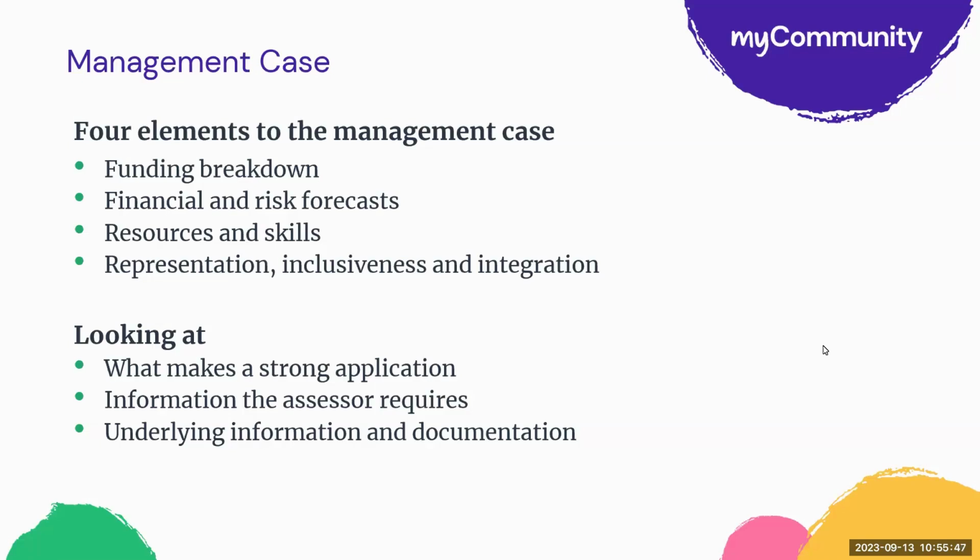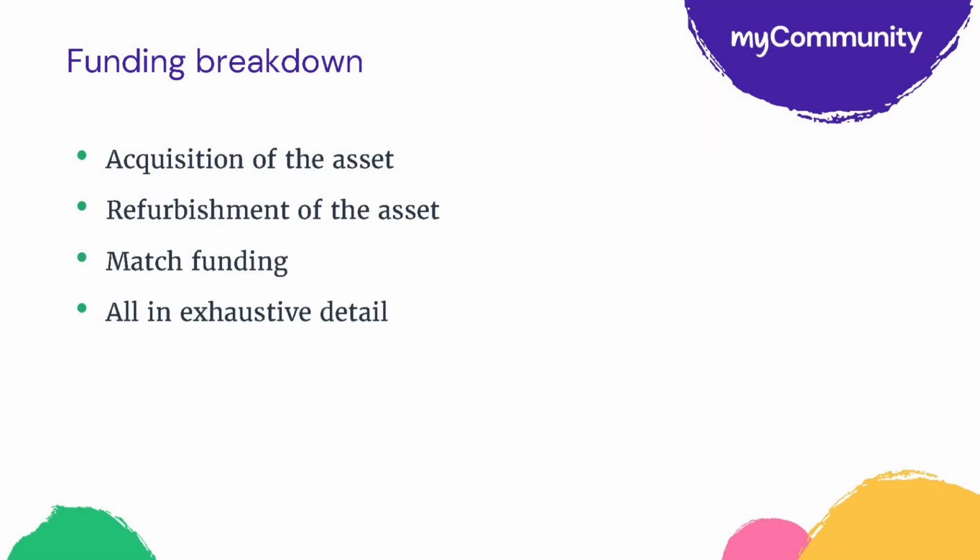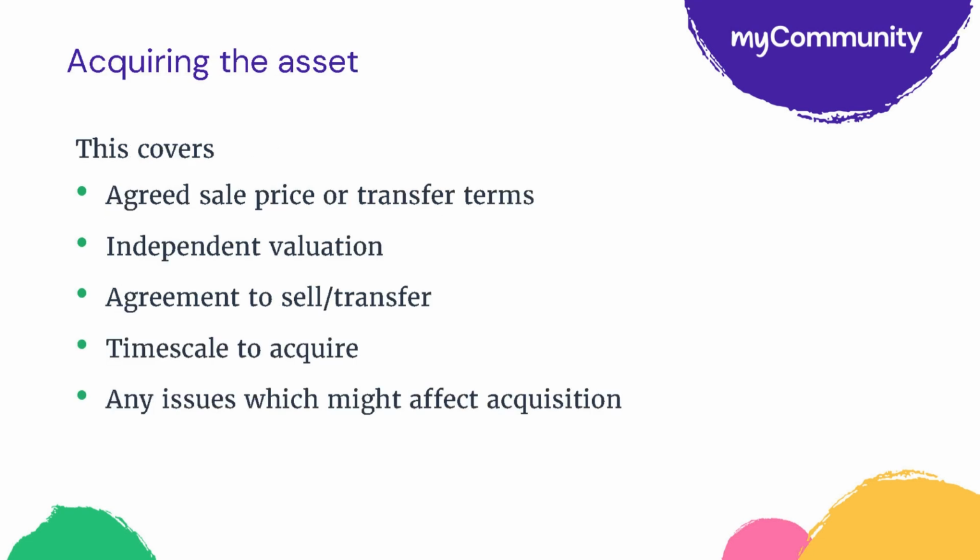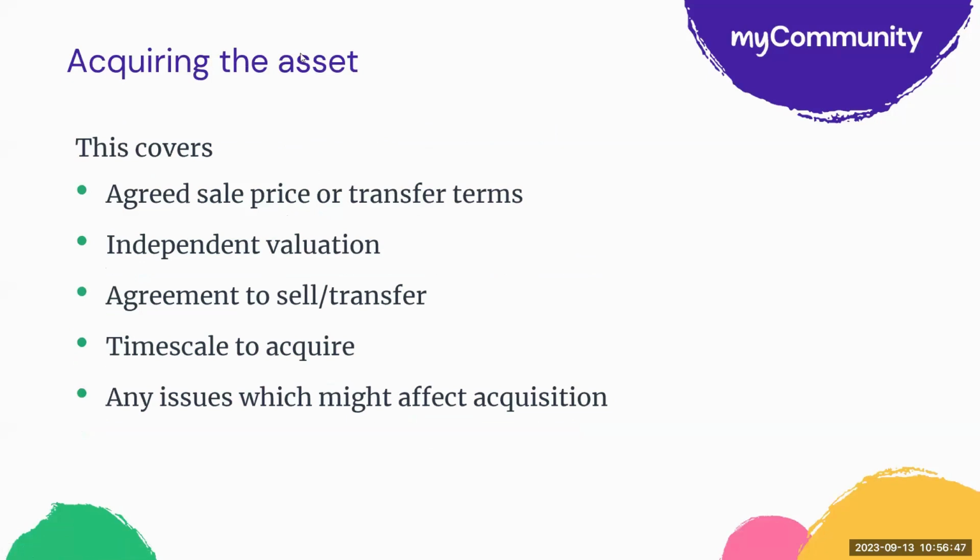Next slide, please. So on the funding breakdown, we're looking at the cost of acquiring the asset, the cost of refurbishing the asset, the match funding that you need, which needs to be capital, and all in exhaustive detail. So I'm going to start off with acquiring the asset. Acquiring the asset covers the agreed sale price or transfer terms.